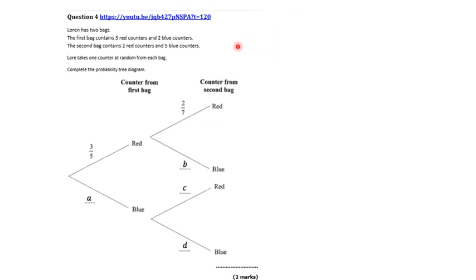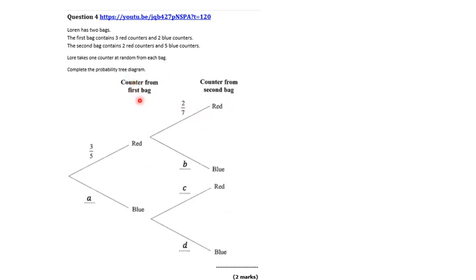Question 4, again, take the time to read the information given up here and then look at the tree diagram, make sure it makes sense. So Lauren has 2 bags. The first bag contains 3 red and 2 blue. The second contains 2 red and 5 blue. So if I now look at the tree diagram, I've got my counter from the first bag is either red or blue. And then my counter from the second bag is either red or blue.